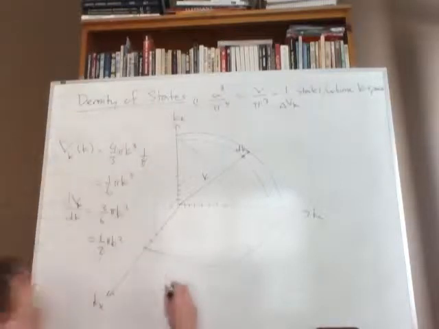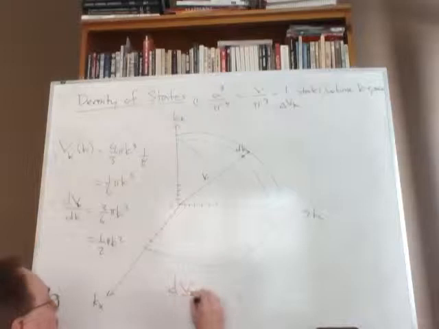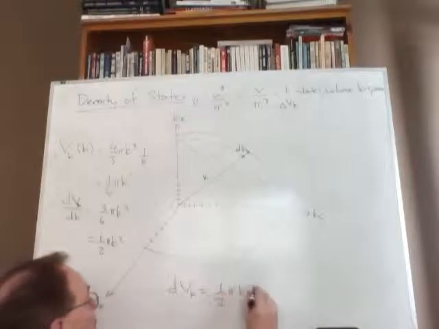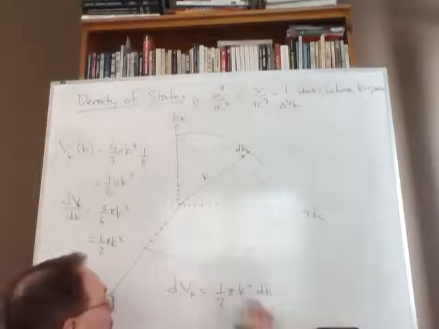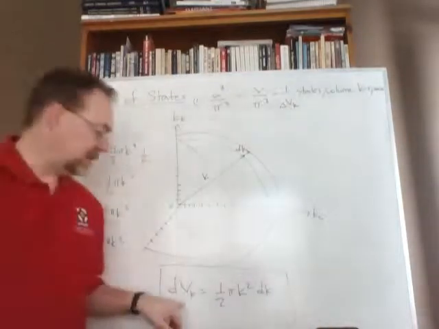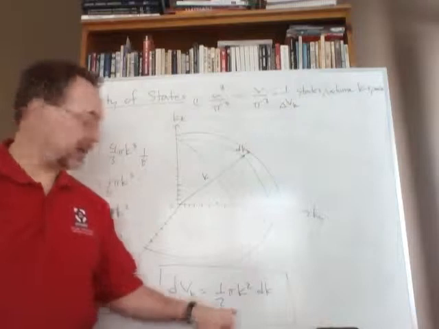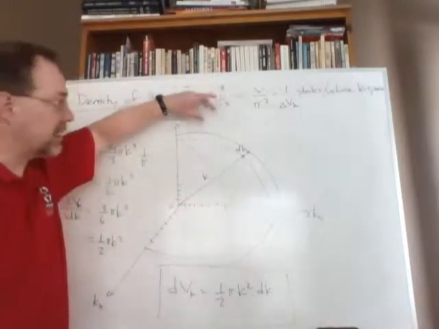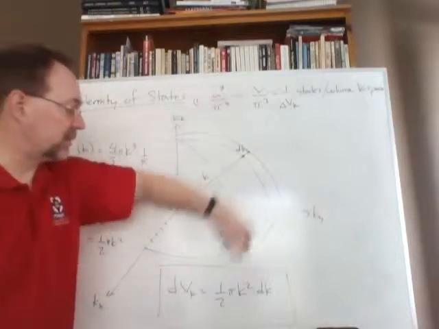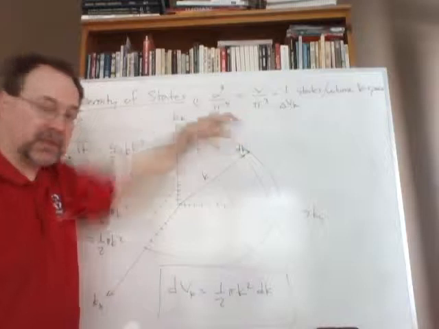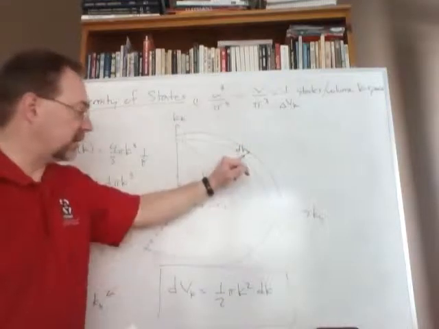And we have dV sub k, or differential volume, is 1/2 pi k squared dk. Our differential volume in K space, dV sub k, is equal to 1/2 pi k squared dk. So that is, geometrically, the volume of this shell. The shell of thickness dk, and its radius out here is k.